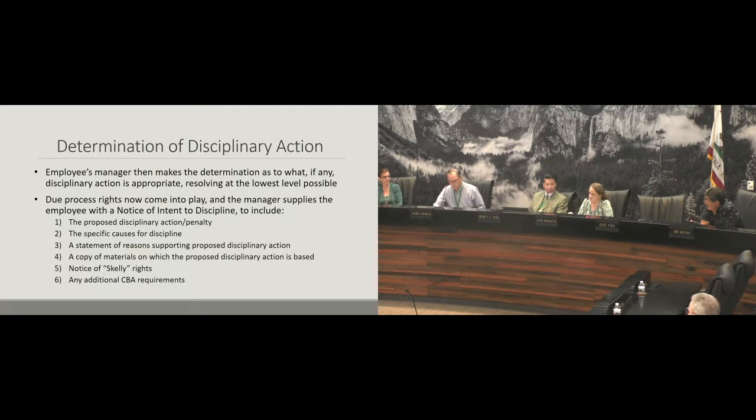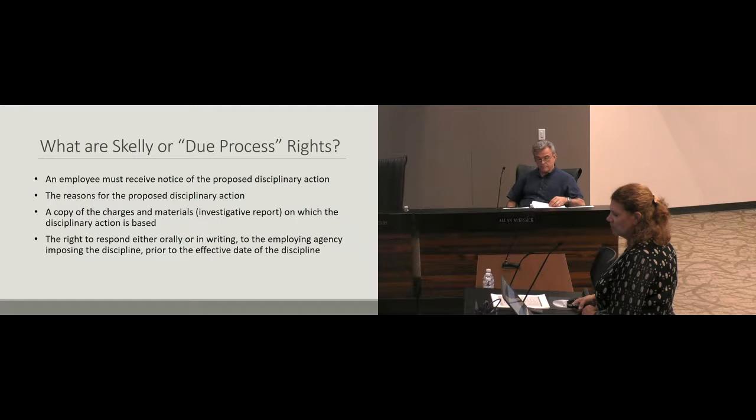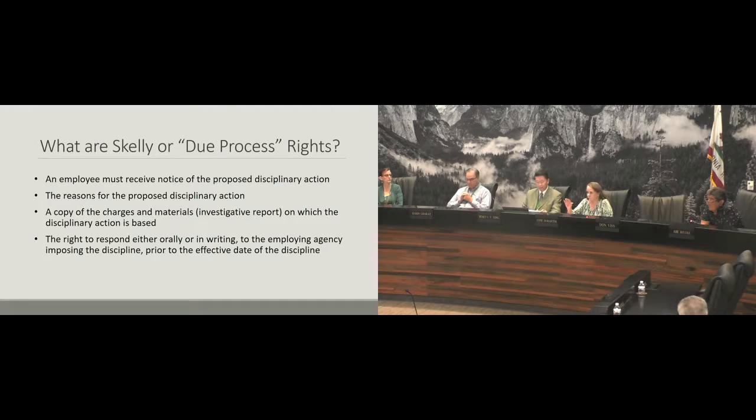I'd like a clarification on one bullet point on the previous page, just so I understand this. It says, the third bullet point, a copy of the charges and materials, the investigative report on which the disciplinary action is based. So any employee covered by a union or not would receive a copy of all the charges and all the accusations, and they would know who filed the charges at this time? Yes. Okay, but only if we get to the point of completing an investigation and wanting to bring disciplinary action. Correct. Okay, thank you.